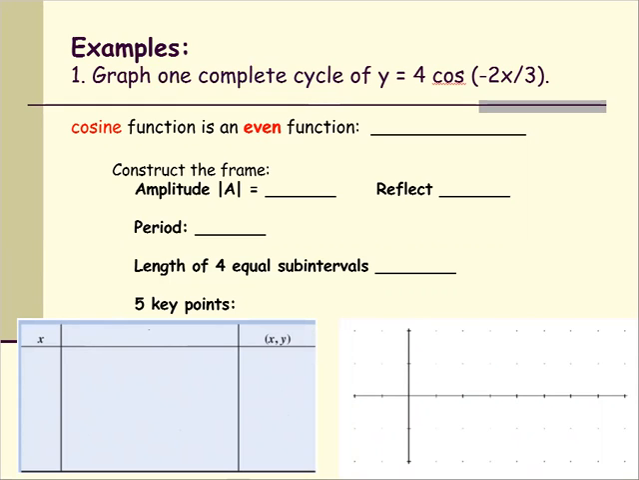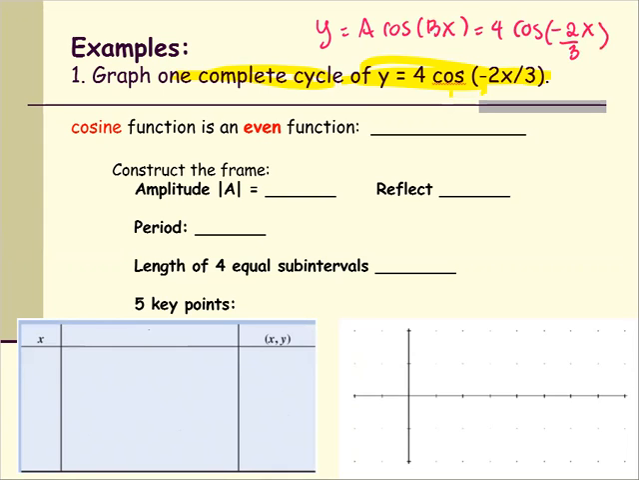In this example, we're going to sketch the graph for one complete cycle of the function y equals 4 times cosine of negative 2x divided by 3. Let's make a list from the pattern of y equals a times cosine of bx. And this problem is 4 times cosine of negative 2x over 3, so we write it as negative 2 over 3 times x.